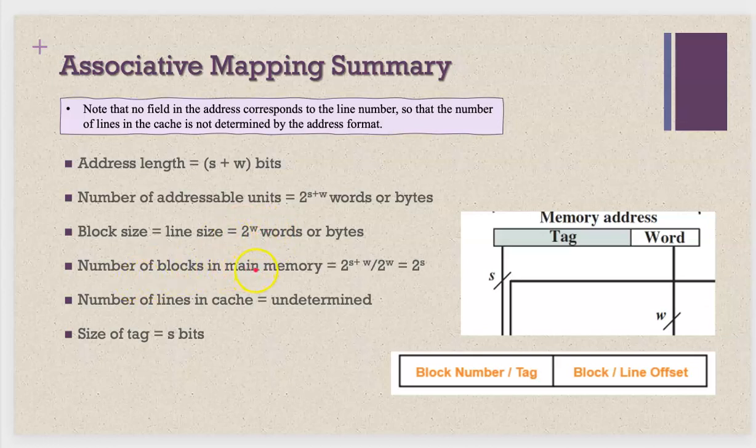The number of blocks in the main memory would be the total size of your address divided by the total size of a block. So you would get 2 to the S. And then the number of lines in the cache, you will not know based on the memory address. And the size of the tag is going to be S bits. So this is the field or the physical address split. It is split between a block number or a tag and block line or offset. So this is your W and this is going to be your S. S is your block number or tag.